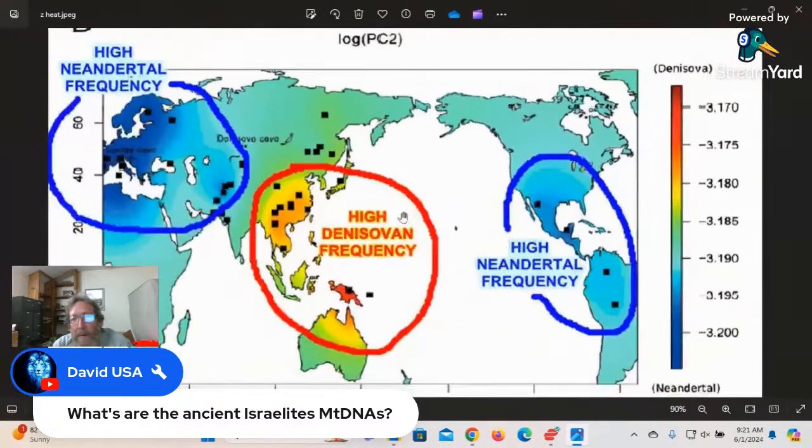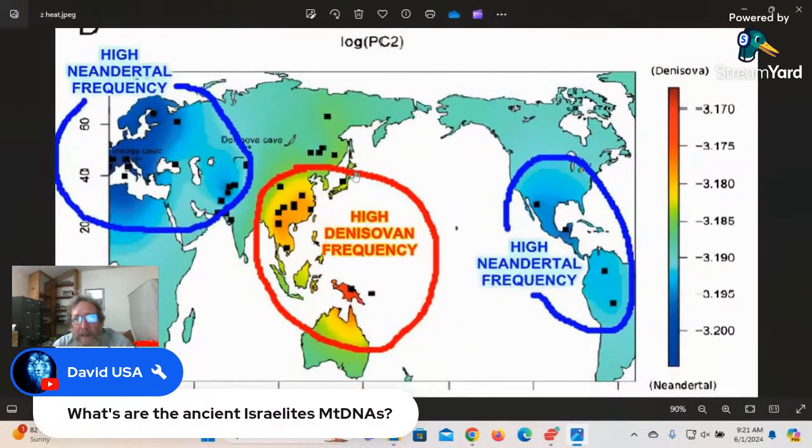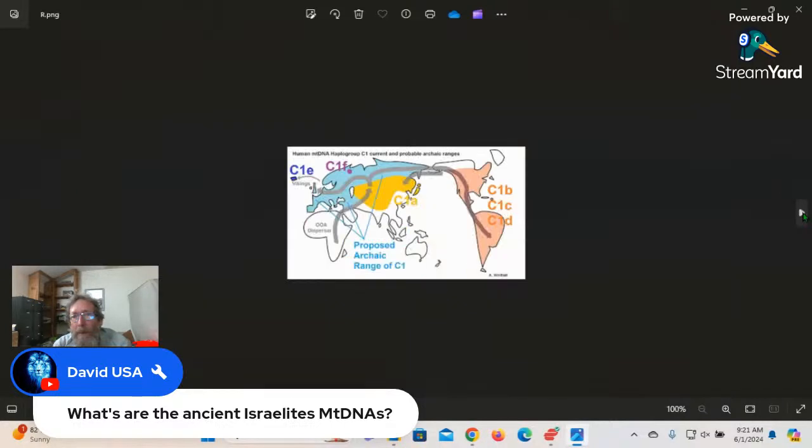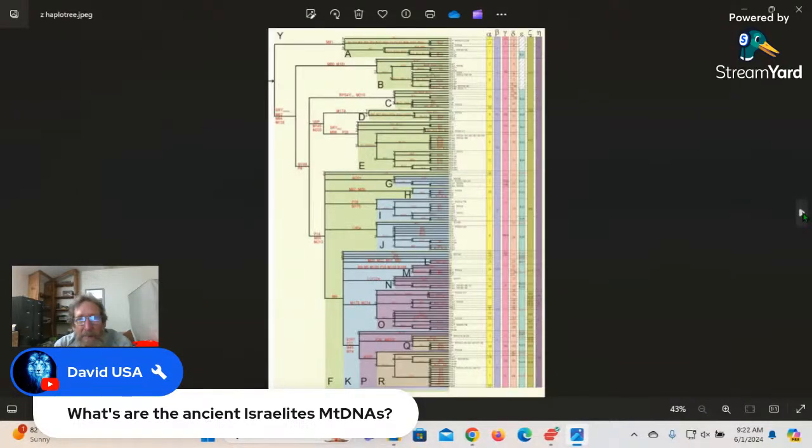And because this one's mixed with the Neanderthal, it says between Denisovan and Neanderthal. So it's either Denisovan or Neanderthal, and it's not showing the difference between African and Denisovan, because there is a difference between African and Denisovan, or African and Neanderthal.